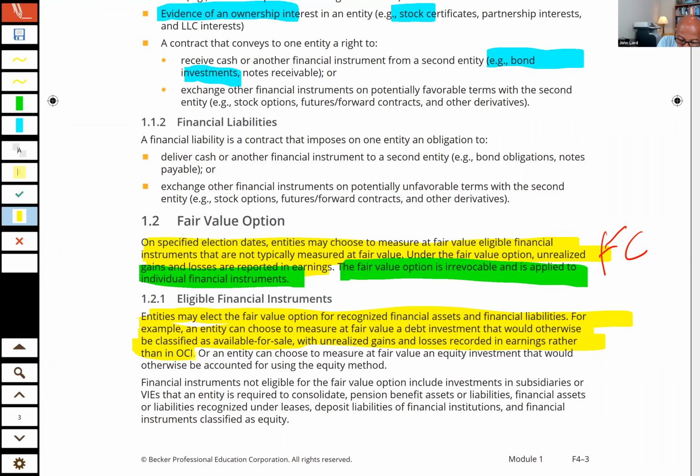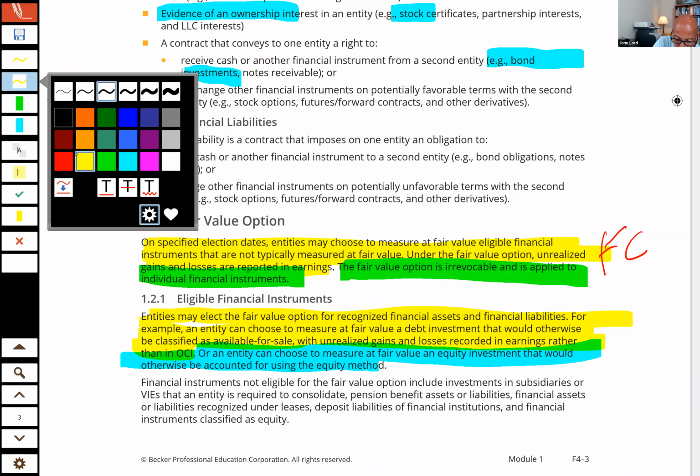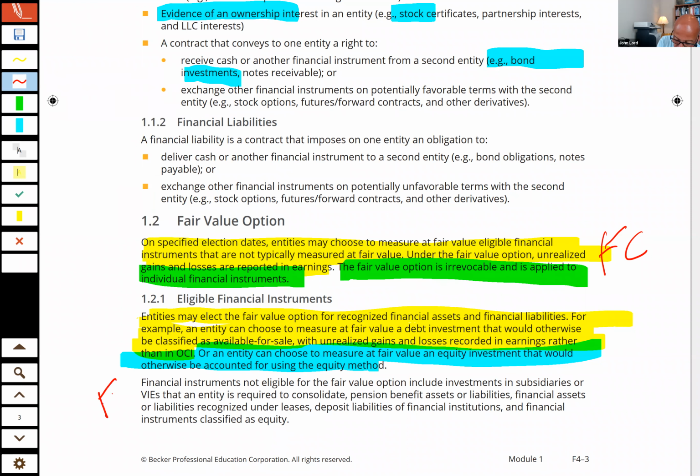An entity could choose to measure at fair value an equity instrument accounted for under the equity method. So these are examples. But there are certain types of items that they will not allow us to carry at the fair value option. So let's flashcard the exception to the rule up here. Financial instruments not eligible for the fair value option include investments in subsidiaries that the entity is required to consolidate. Let's stop there for a second.